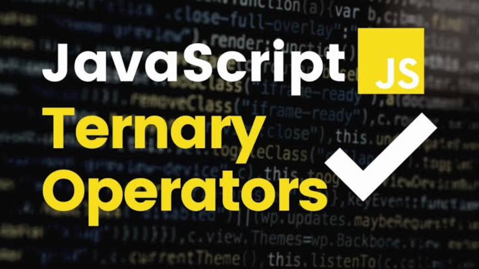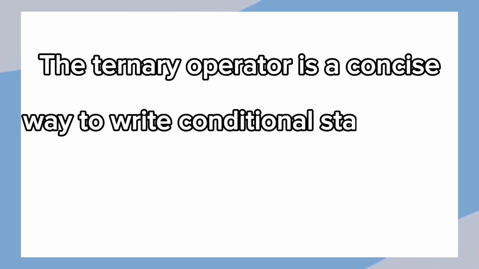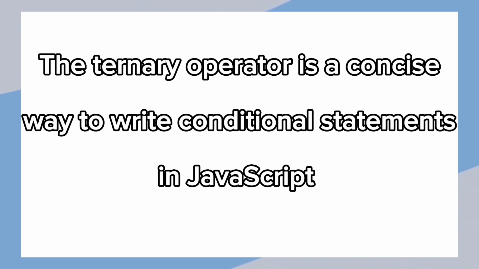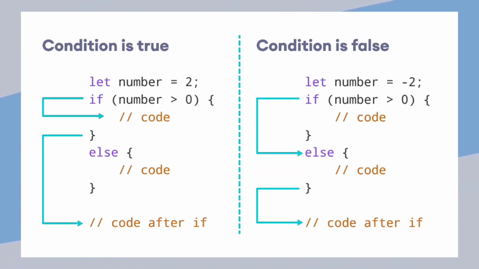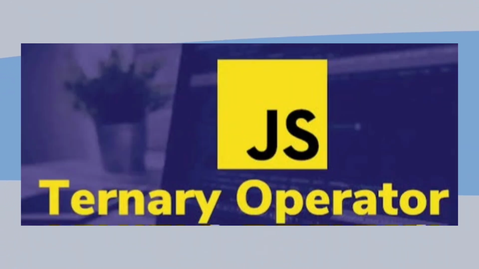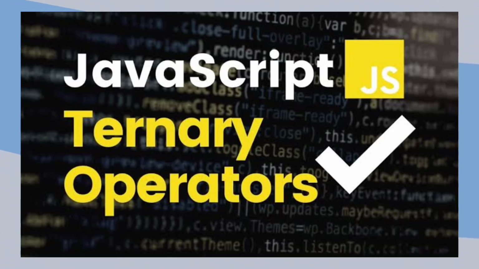The ternary operator is a concise way to write conditional statements in JavaScript. It can be used in place of an if-else statement. We can get the same result from an if-else statement and the ternary operator, but the difference is that the ternary operator can save a lot of time and lines of code. So let's understand how it works.